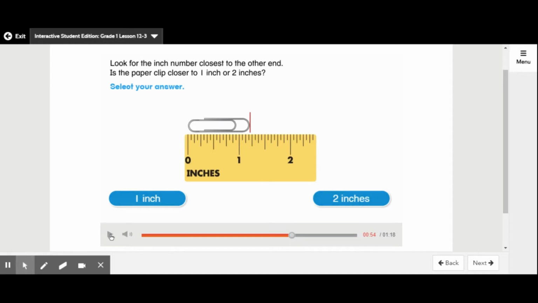Take a second to think. Is it closer to the 1 inch or the 2 inch mark? Great job. It is closer to the 1 inch mark.